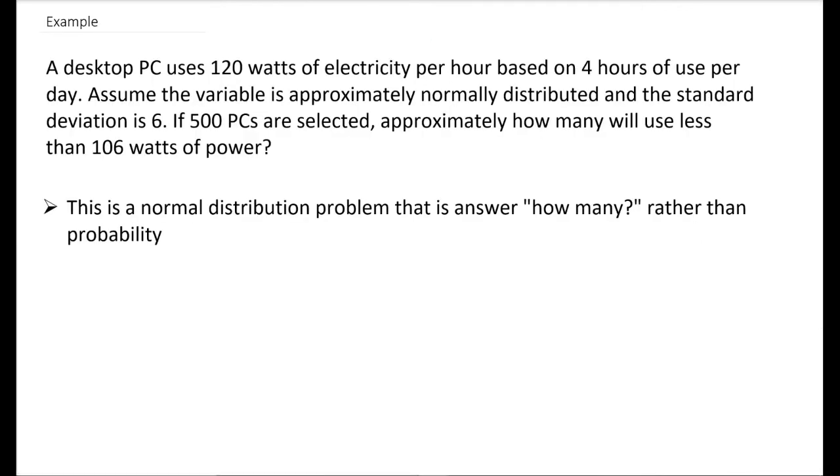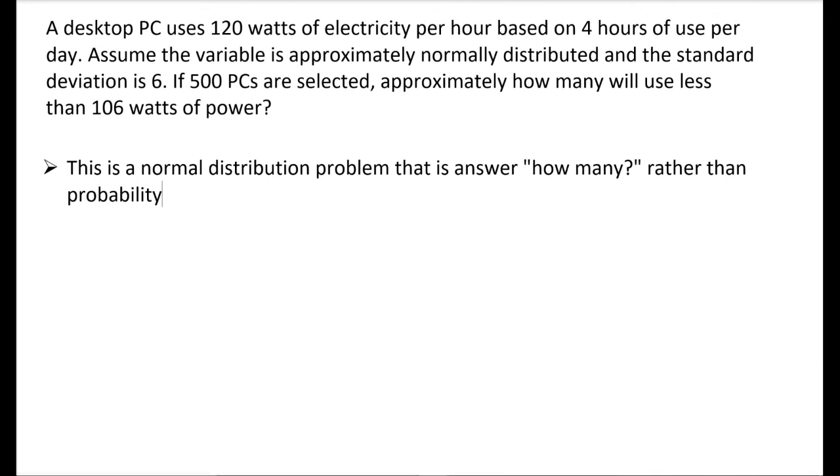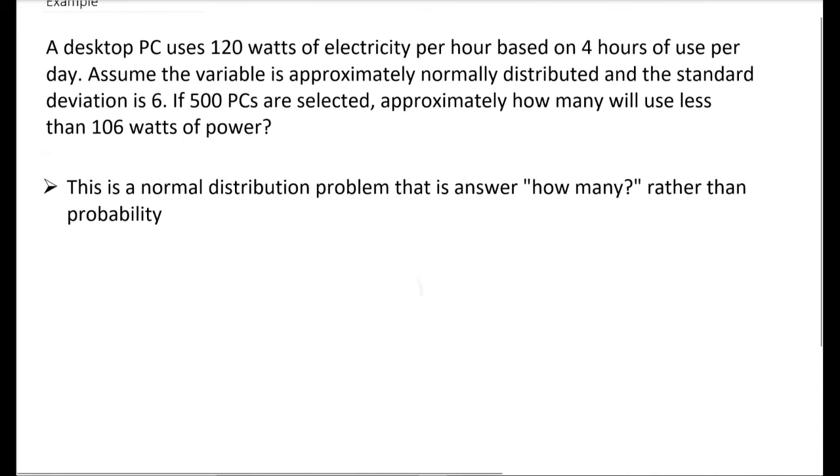All right, so now we're going to look at a normal distribution problem that asks the question how many rather than what is the probability. So a desktop PC uses 120 watts of electricity per hour based on 4 hours of use per day. Assume the variable is approximately normally distributed and the standard deviation is 6. If 500 PCs are selected, approximately how many will use less than 106 watts of power? So the random variable x is the power usage, the wattage, and we're interested in how many computers out of the 500 will use less than 106 watts of power.